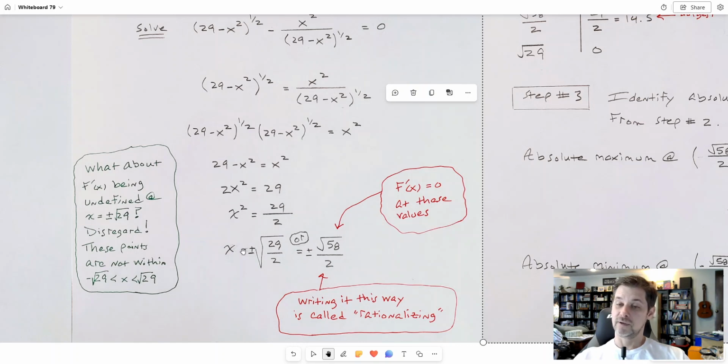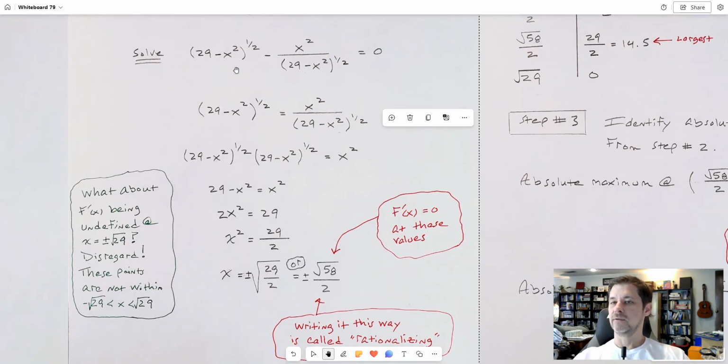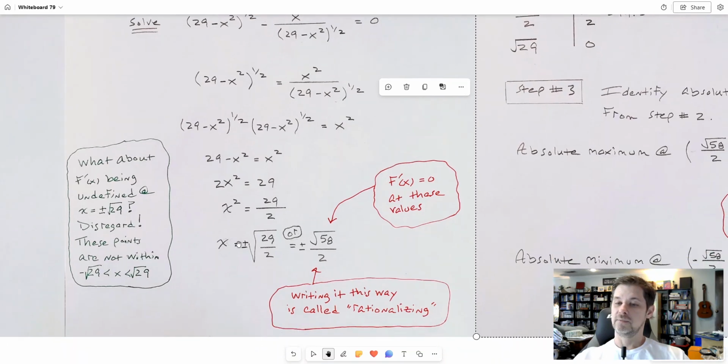I'll solve for the square by taking plus or minus root. So our solutions, the points where the derivative is 0, are plus or minus root 29 over 2. I noticed the answer on my MyMathLab has that number rationalized. I won't go into what rationalizing is because it's something you've probably seen before. I wouldn't mind clarifying it if you ask me, but for now, if we rationalize that, we'll get root 58 over 2.